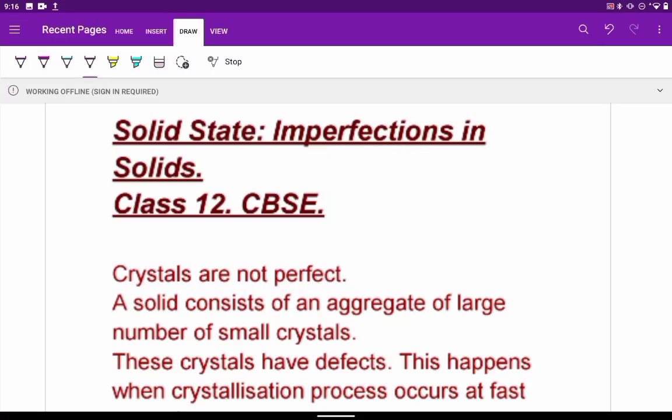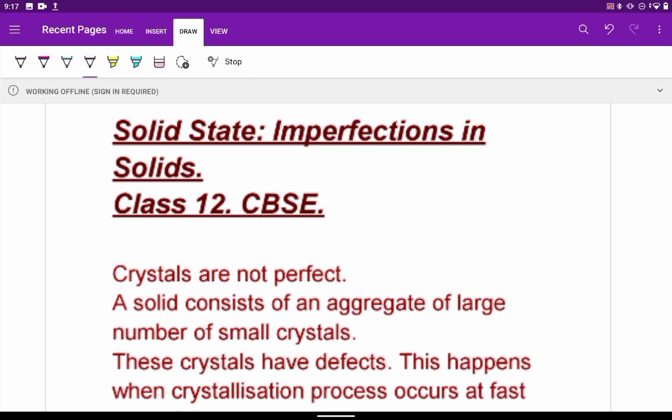Today we will deal with the topic solid state. In that we will study imperfections in the solids. This is a portion from class 12 of CBSE. Now see students, any irregularity in the pattern of crystal arrangement in a solid lattice is called imperfection in solids.